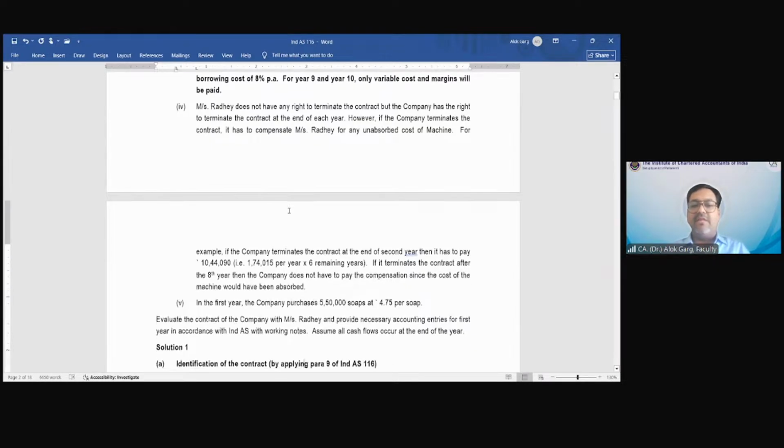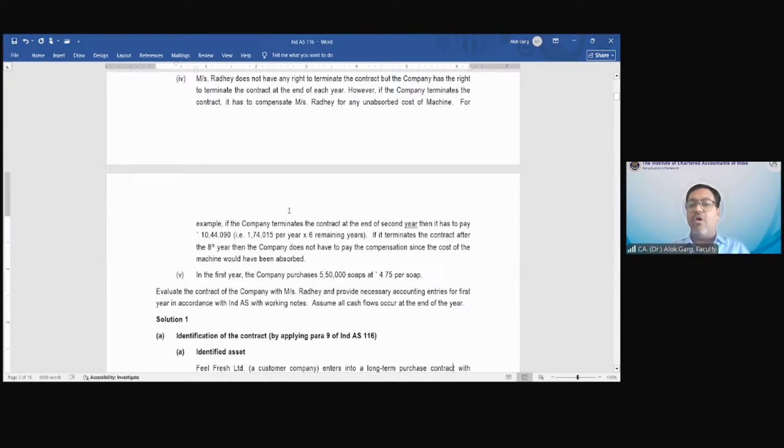In the first year, the company purchases 5,50,000 shops at 4 rupees 75 paisa per shop. Evaluate the contract of the company with Mr. Radhe and provide necessary accounting entries for first year in accordance with Ind AS with working notes. Assume all cash flow occurs at the end of the year. Important.